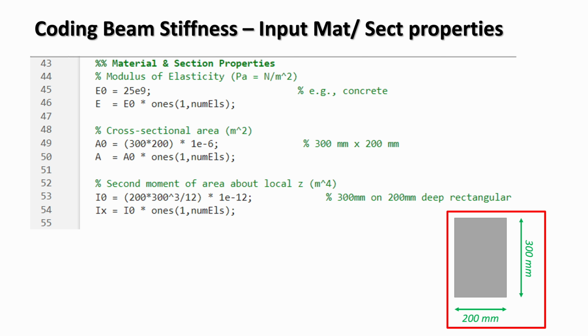In this step, we define the material and section properties for the beam elements. These values feed directly into the stiffness matrices we derived earlier.